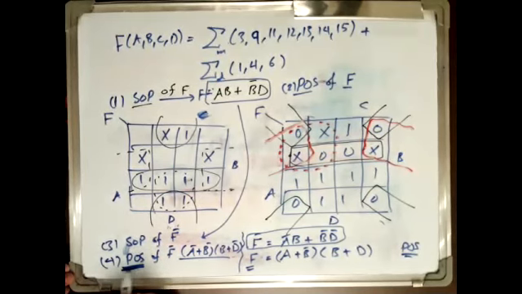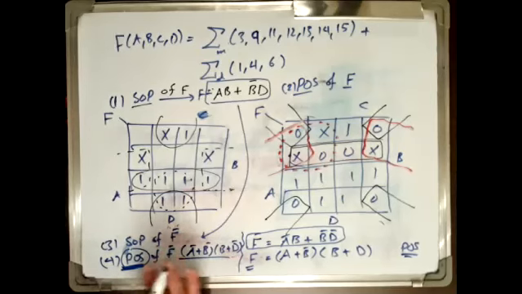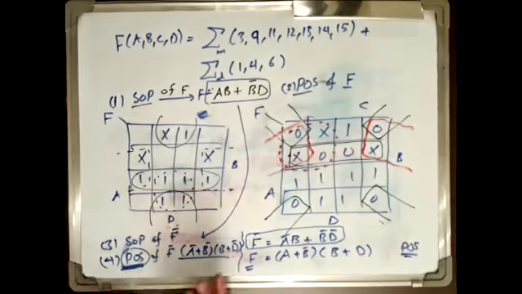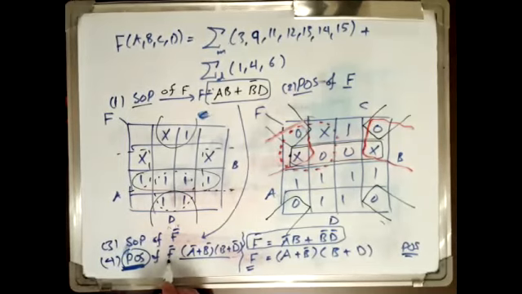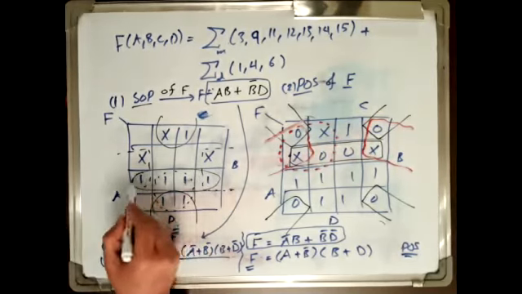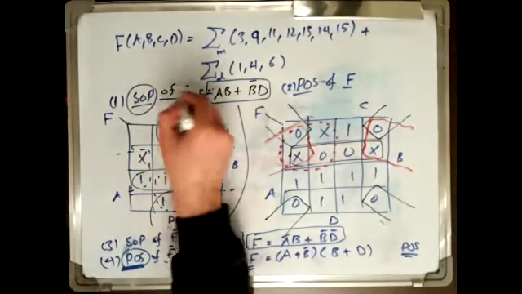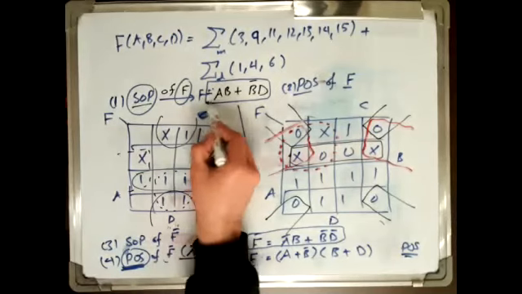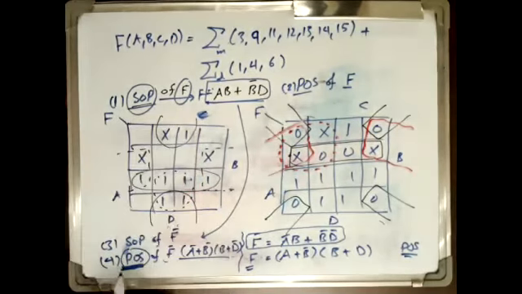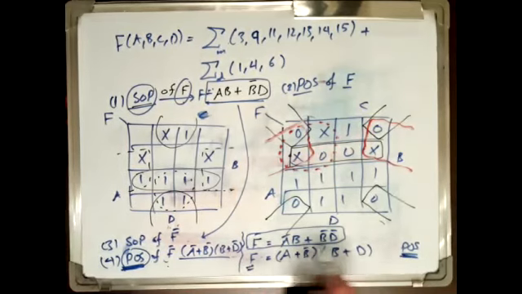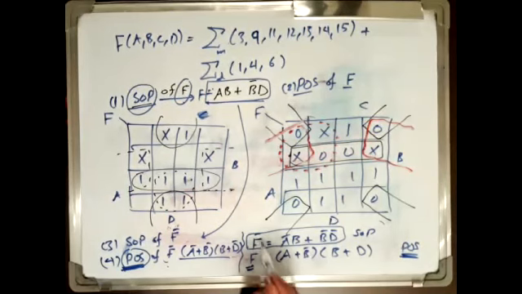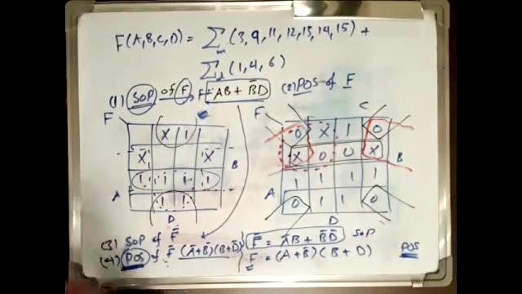How do we find the product of sum for any function, regardless if it is F or F bar? We combine the zeros of this function. If we are talking here about F bar, the zeros of F bar are the ones of F. And we already combined that and found the SOP for F. If you take the complement of this, the SOP will become POS and F will become F bar. It is the same trick we did here. To find the POS for F, we found the SOP for F bar, then we took the complement. Okay, so it is the same trick.